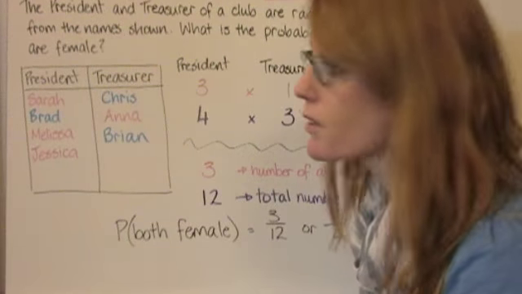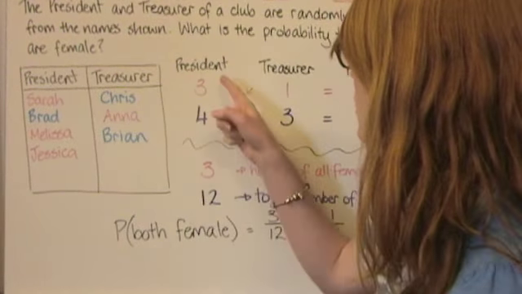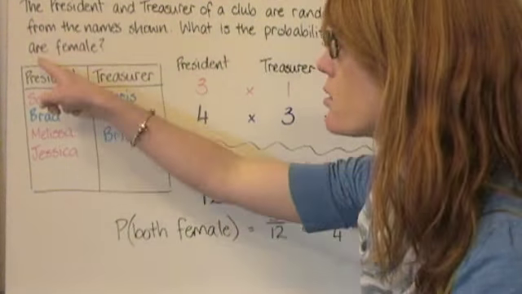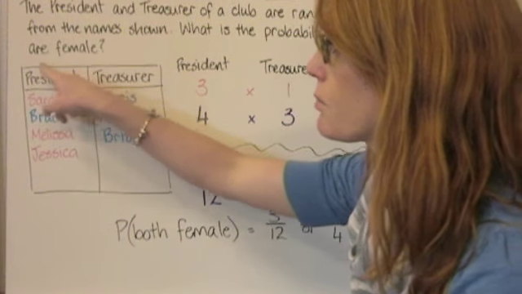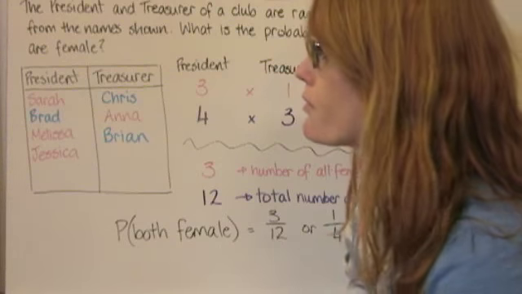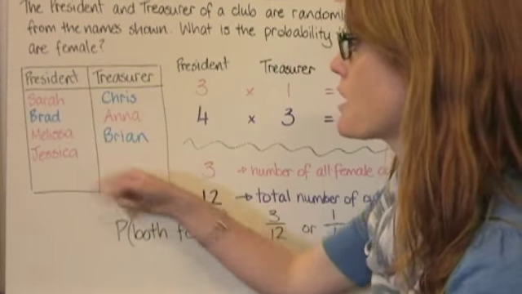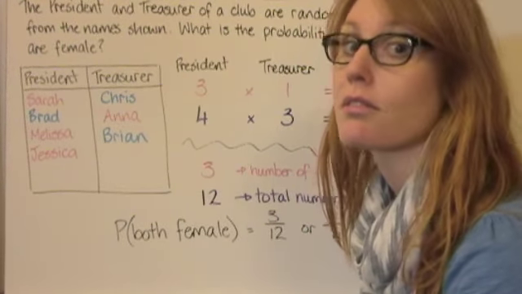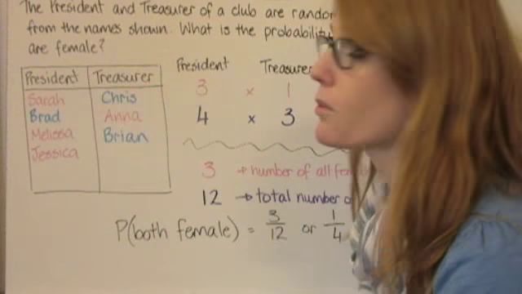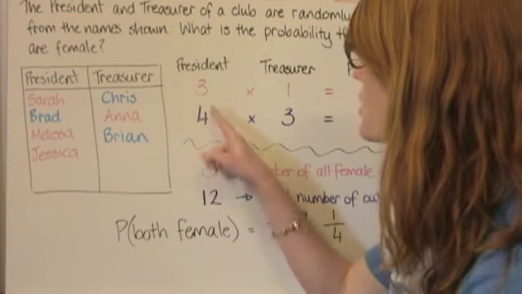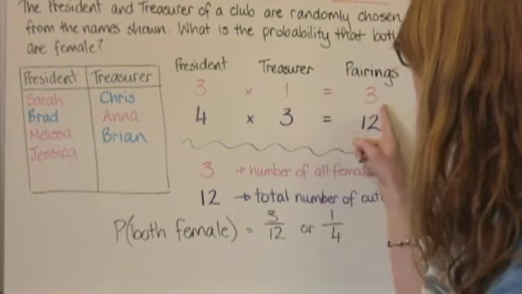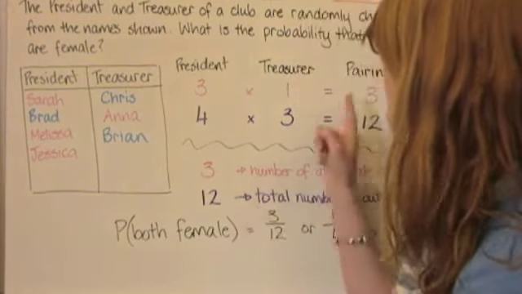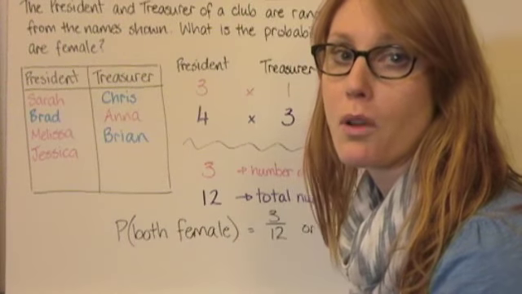1 female, 2 males. So if we look at how many presidents could be chosen to fit our probability of both being female, we have 3: Sarah, Melissa, and Jessica. And 1 treasurer that could be chosen to have both being female, so that's Anna. So we multiply 3 by 1, and there are 3 possible pairings for the combination of both being female.